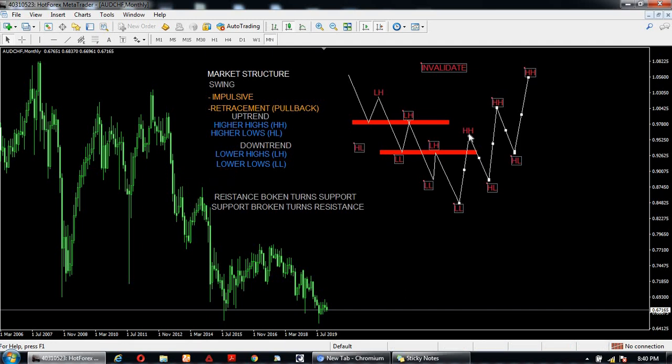and higher lows. So yes, I was telling you how to know that a trend line has been invalidated. You want to consider the structure of the market.